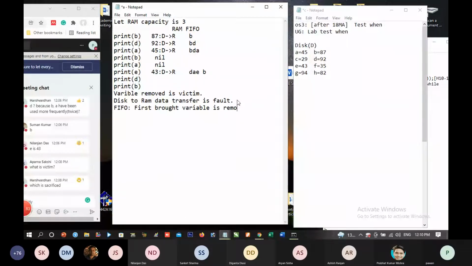Is it correct? Next method is LRU. LRU means least recently used.